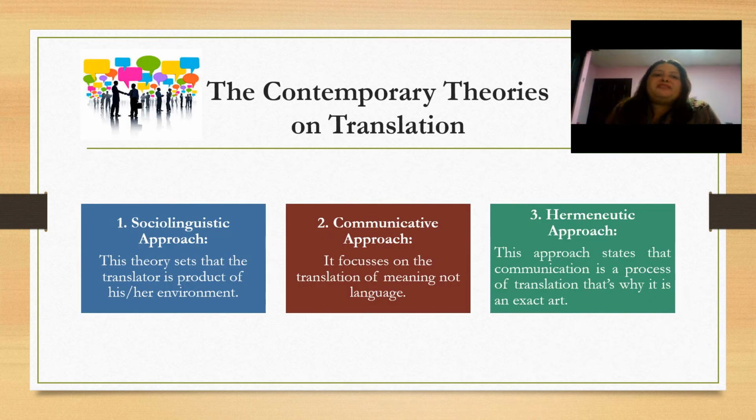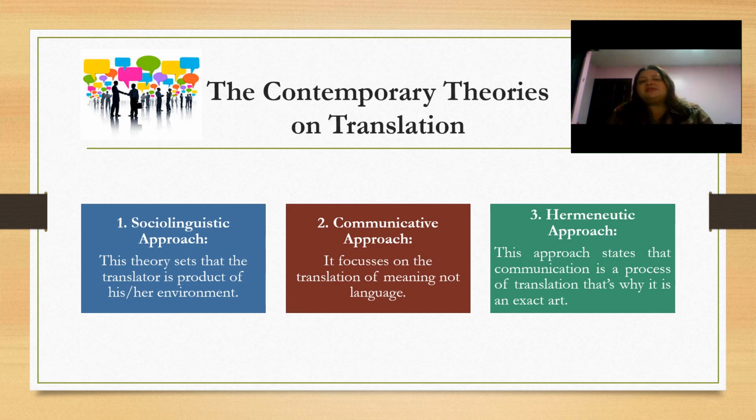The contemporary theories on translation. It is based on 6 different approaches. These are the social-linguistic approach, the communicative approach, the hermeneutic approach, the linguistic approach, literary approach, and semiotic approach. The social-linguistic approach is a theory that states that the translation depends on the translator's environment. Environment and translator are one. So, the result of the translation is based on the combination of both.